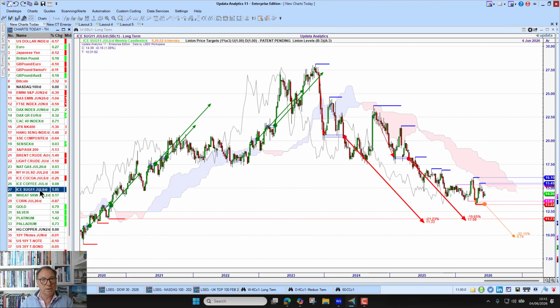Sugar, this one has been a really clear chart. Bullish in 2020-21 all the way up to $27.50, and then we had a move below the cloud, downside targets, and that's where we're headed. We're below the cloud. Long term, sugar is bearish.